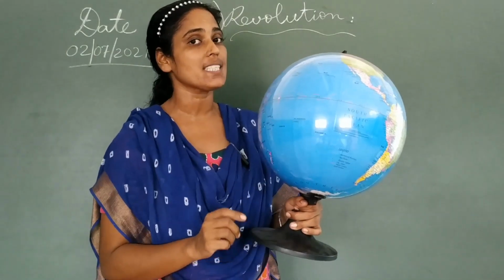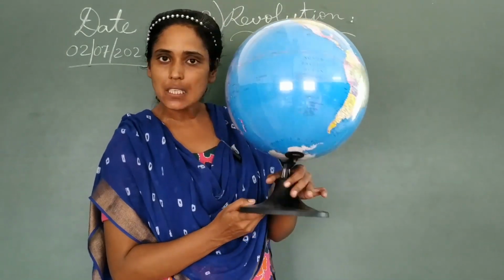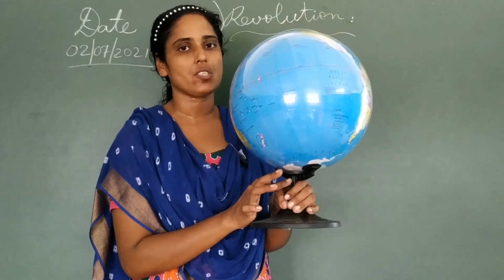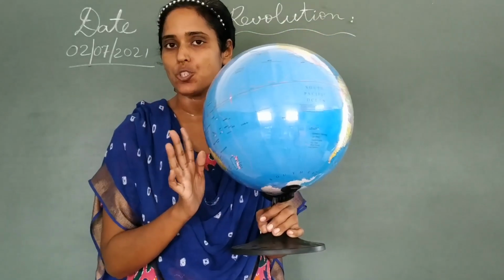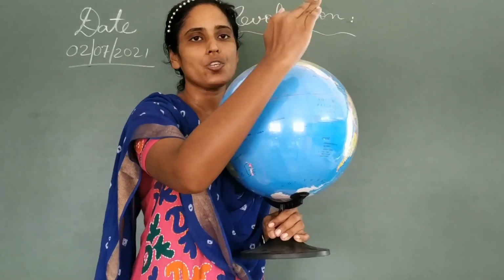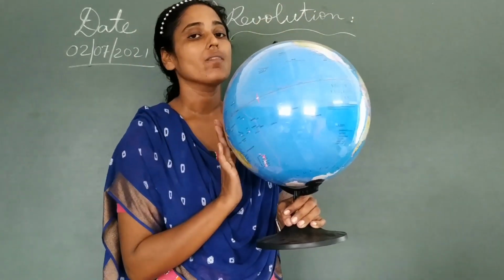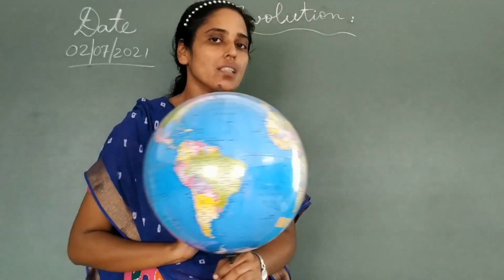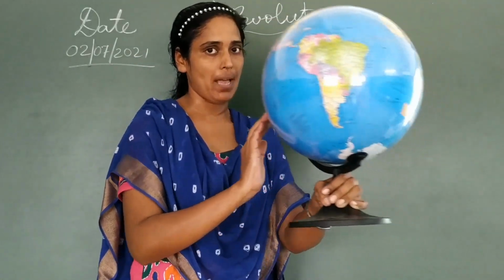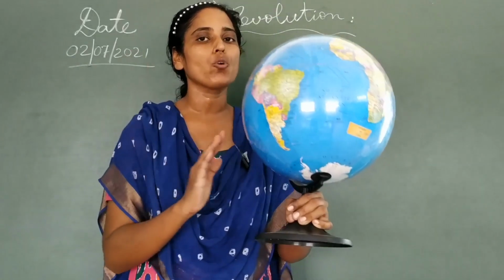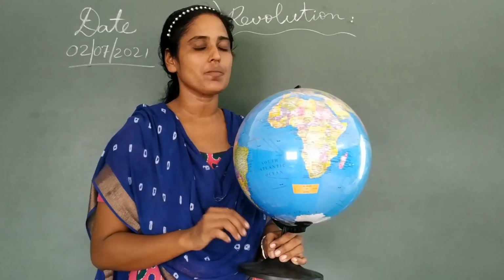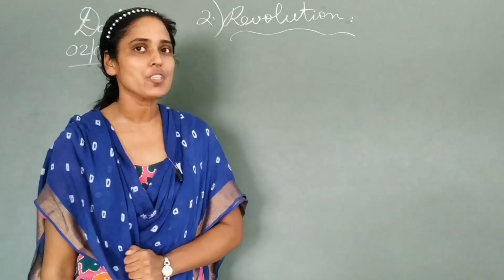In the rotation concept, what did we see? Only this earth was rotating on its own axis. No object was around it. But here in revolution, whichever position of the sun you are taking, the earth is rotating on its axis around the sun the whole year in this manner. So one circular motion takes how many days? 365 days. Okay, students.